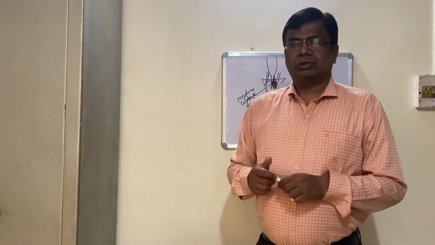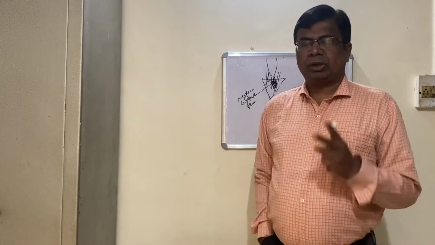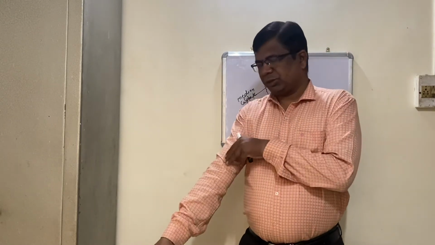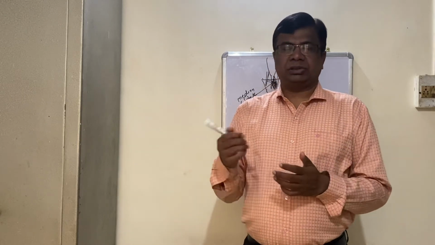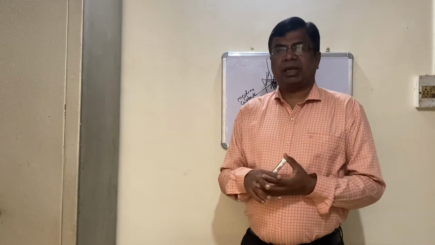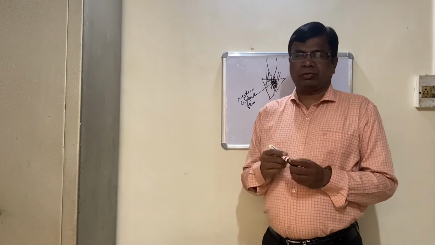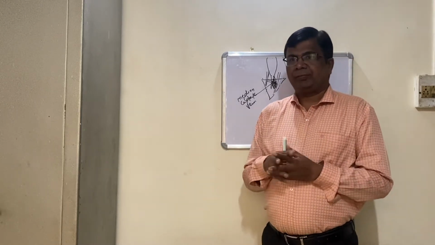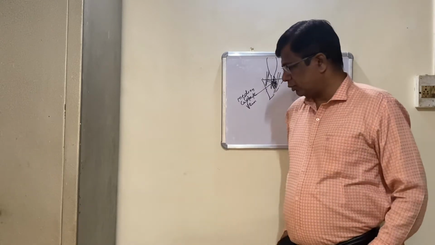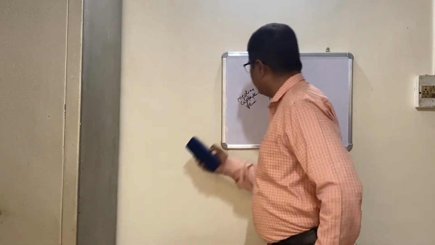Now the floor of the fossa is formed by two muscles: brachialis, which lies below the biceps, and supinator, which is a deep muscle there. So brachialis and supinator are the two muscles which form the floor of the cubital fossa. I hope till now it is clear. Now coming to the very important part of the cubital fossa, the contents of the cubital fossa.